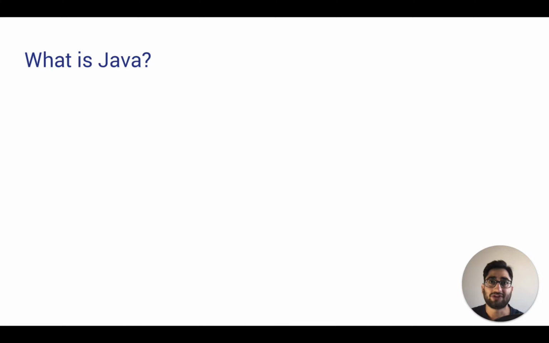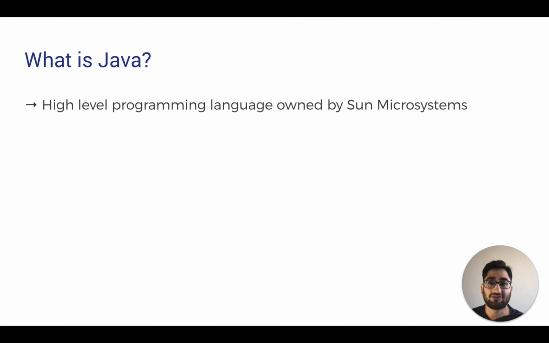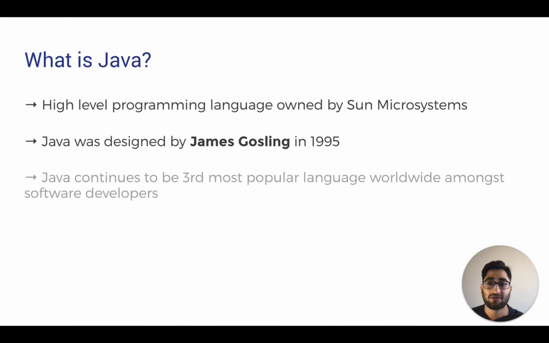Java is a programming language. It's a high-level programming language owned by Sun Microsystems. It is also open source. It has been in demand for many, many years now. Java was designed by James Gosling in 1995. It has evolved a lot, and since then, it's being used in a wide range of applications. Java also continues to be the third most popular language worldwide amongst software developers.